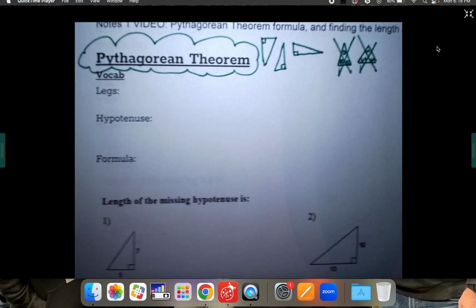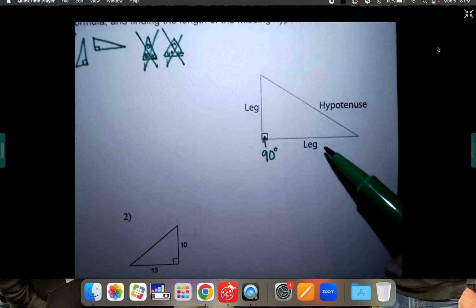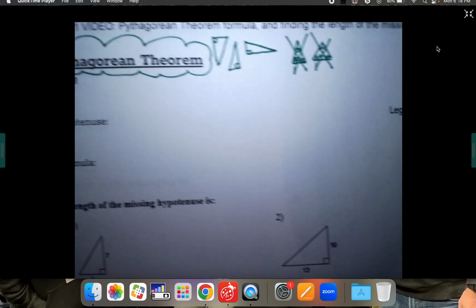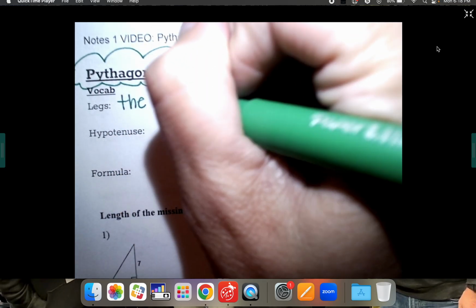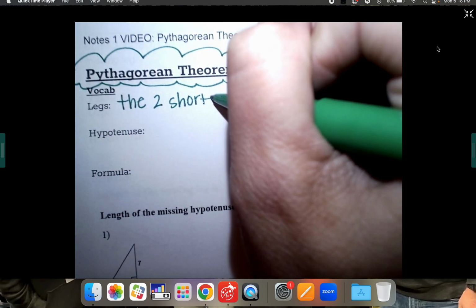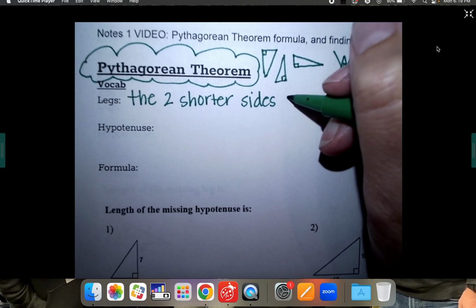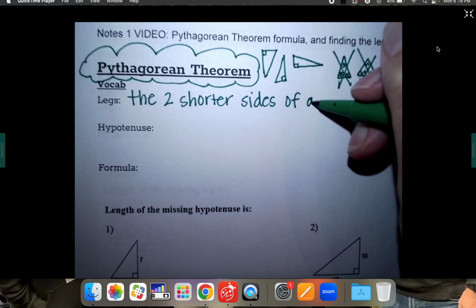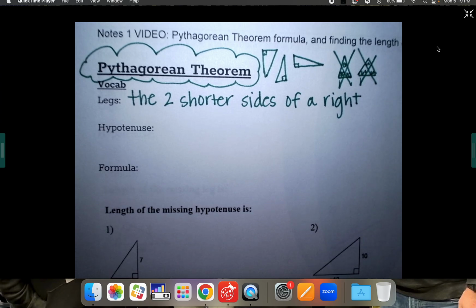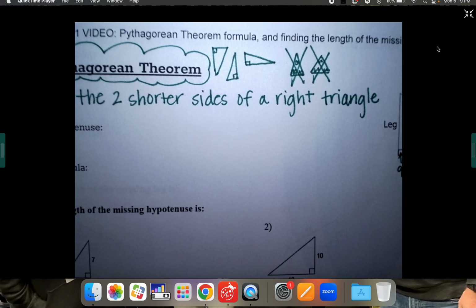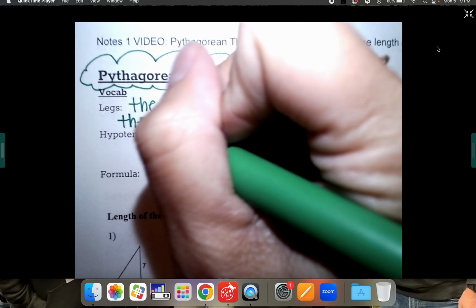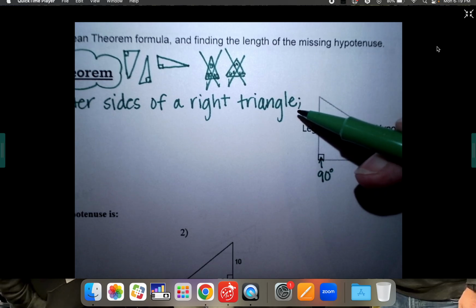The legs of the triangle, as you can see in this picture, these are the two legs. Those are the two shorter sides of a right triangle. Sorry, I know you can't see that, but that is the word triangle. I also want you to know that, by the way, that was a little semicolon. I know, I went really fast.